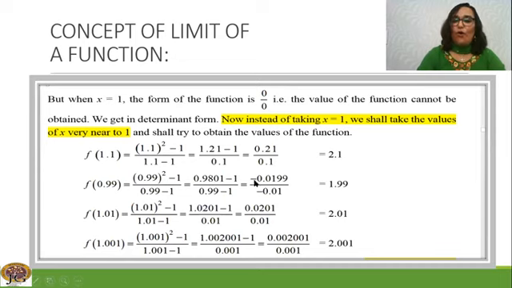0.9801 minus 1. Obviously the bigger number is 1, so minus 0.0199 is in your numerator. And what about the denominator? What was the denominator in the function? It was x minus 1. So 0.99 minus 1 gives you minus 0.01. Minus minus plus. Very good. So if you divide minus 0.0199 by minus 0.01, see what answer you get.